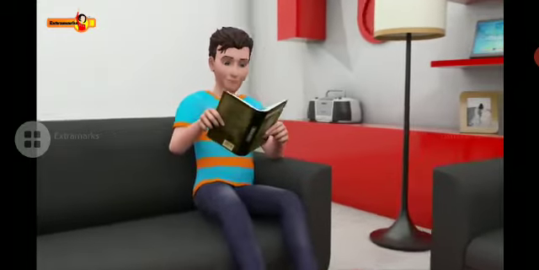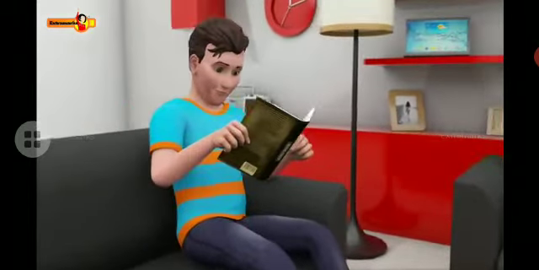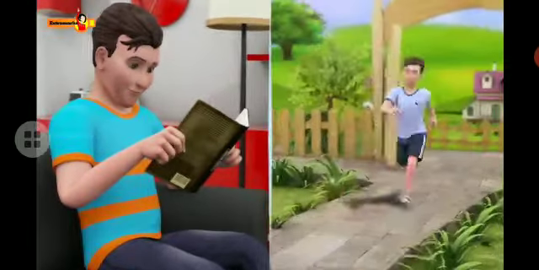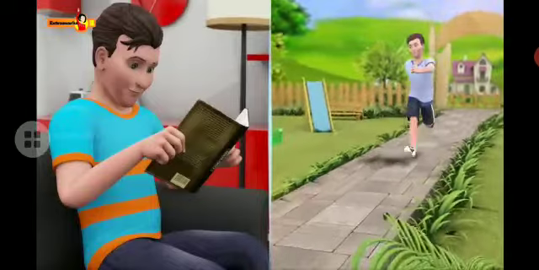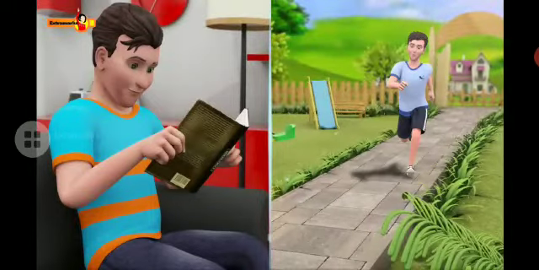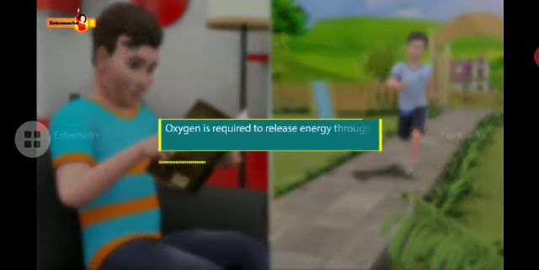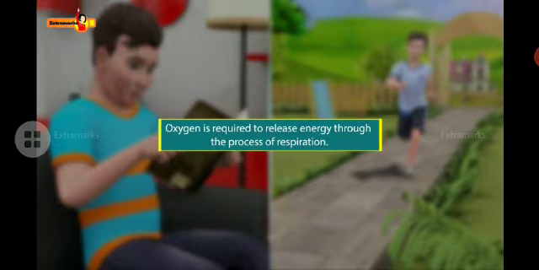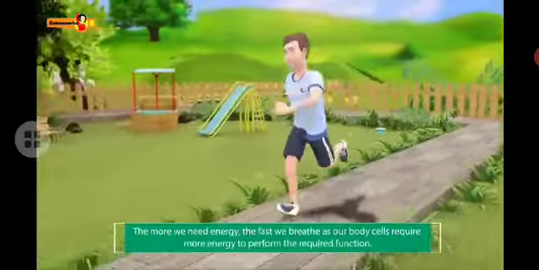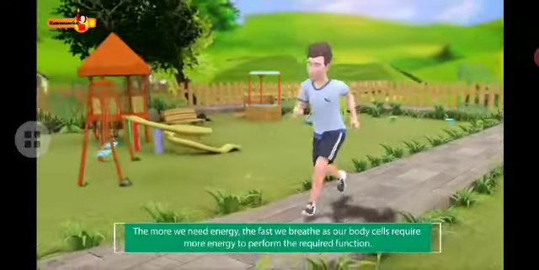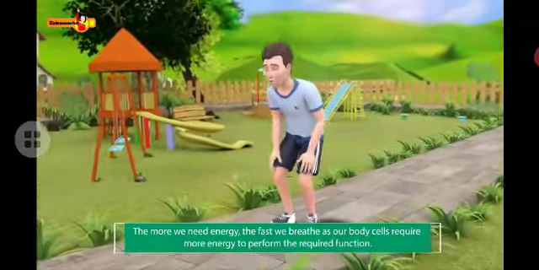When you are relaxed at home, you experience normal breathing rate, while after running, your breathing rate increases to meet the oxygen requirement of the body. Oxygen is required to release energy through the process of respiration. The more we need energy, the faster we breathe, as our body cells require more energy to perform the required function.